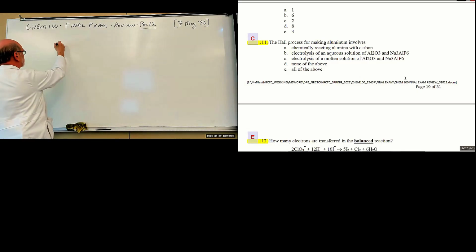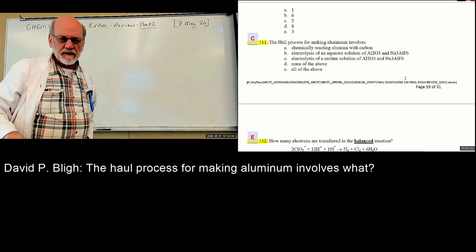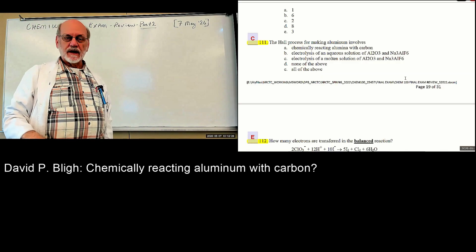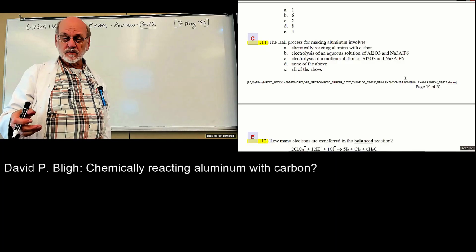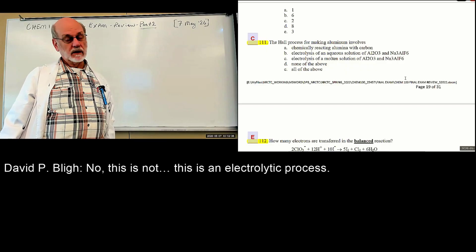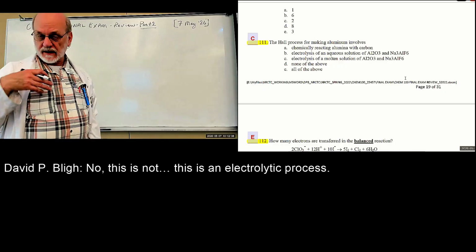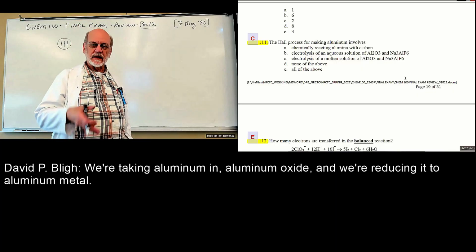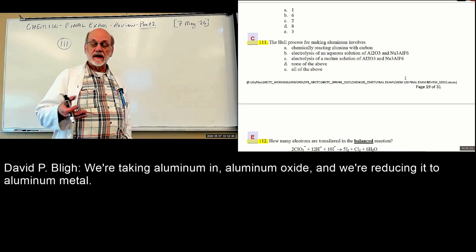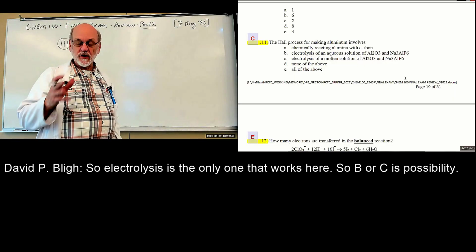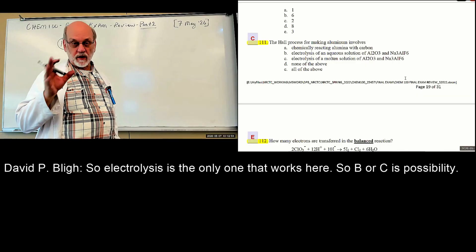Let's see, 111. The Hall process for making aluminum involves what? Chemically reacting aluminum with carbon? No, this is not. This is an electrolytic process. Right? We're taking aluminum in aluminum oxide and we're reducing it to aluminum metal. So electrolysis is the only one that works here.